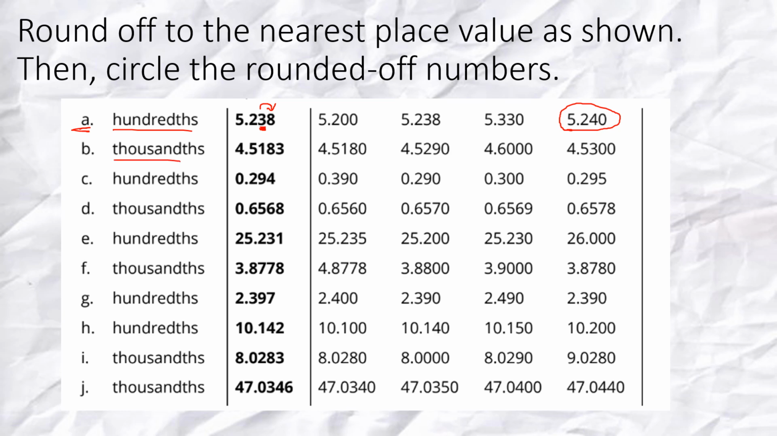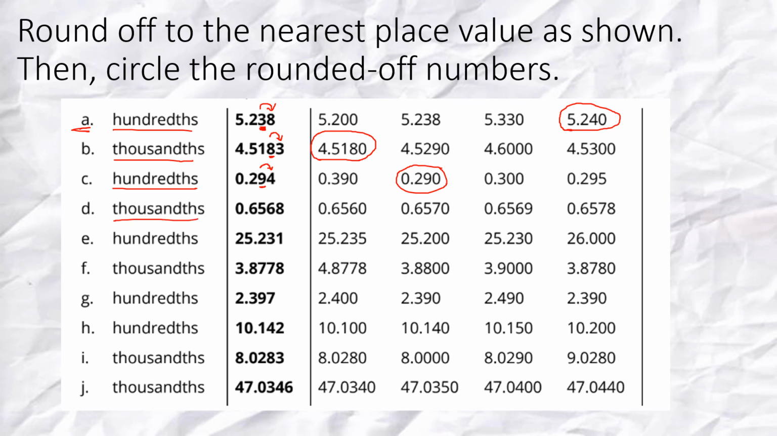For letter B, this is thousandths. The digit that is in the thousandths place is 8. The digit to its right is 3. So we need to round down, meaning nothing will happen to our digit. So among the 4 given choices, the answer is 4 and 5,180 ten-thousandths. For letter C, we have hundredths. The digit that is in the hundredths place is 9. The number beside it to its right is 4. So this is 4. Round down, nothing will happen. The 9 here will remain the same. So the answer here is 0 and 290 thousandths.